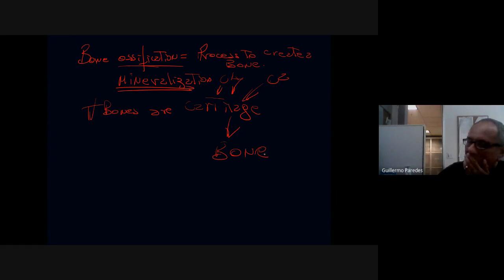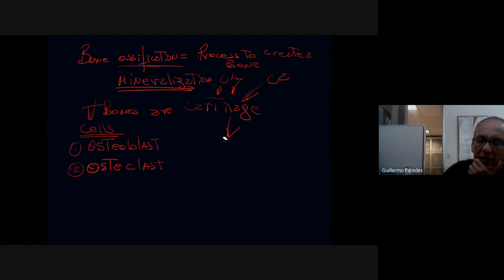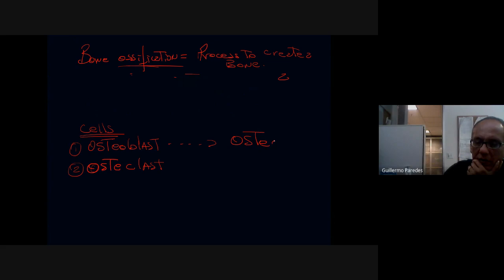The cells of the bone, and with that we finish. The cells of the bone: number one, we are going to talk about the osteoblast. Question for exam. Number two, the osteoclast. And I'm going to squeeze here the osteocyte. I will tell you why I'm doing this. Osteo means bone, as you know. Blast means new or young.